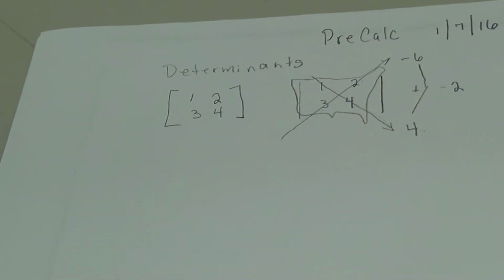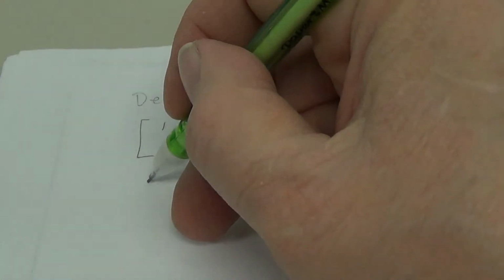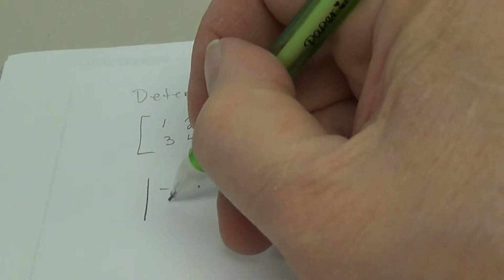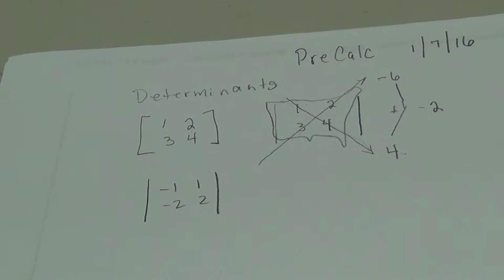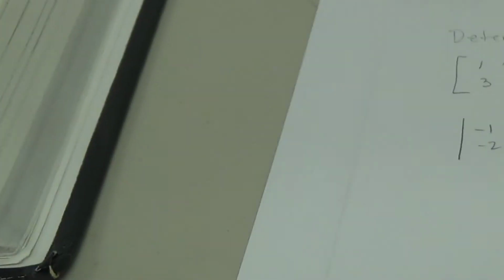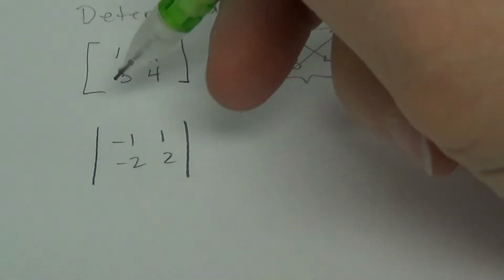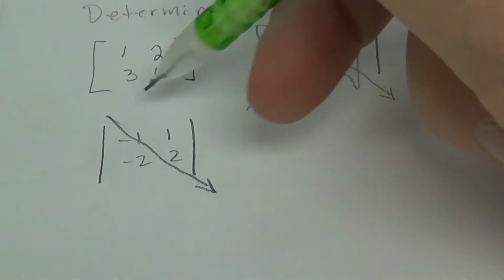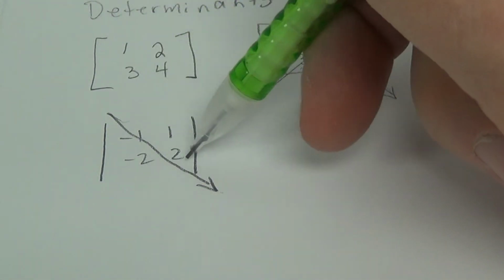All right, let's see, you do one. All right, I want the determinant of -1, 1, -2, 2. Go ahead and do that. I added some negative signs to make sure you understand what I mean. And here's what I mean. So I'm going to multiply along this, and I'll call that the positive diagonal. In other words, I'm not going to mess with the signs. They are what they are.